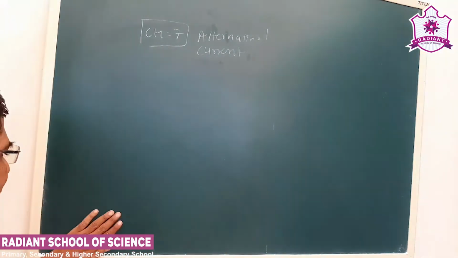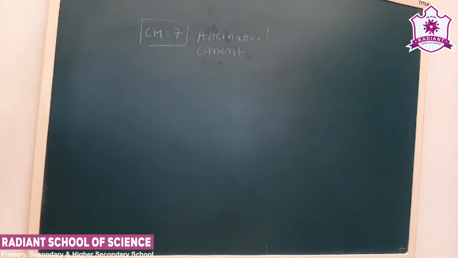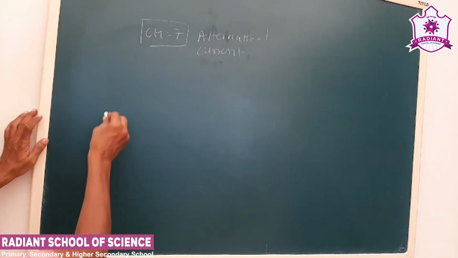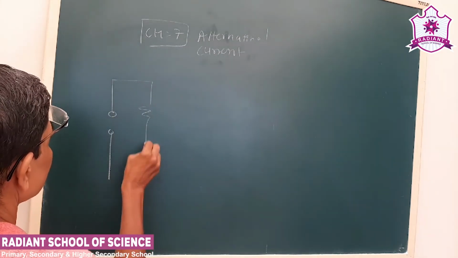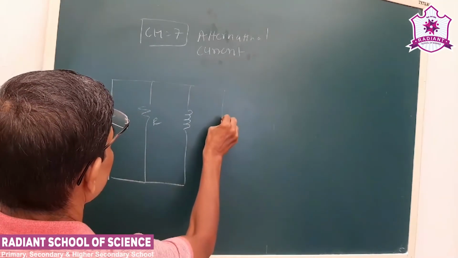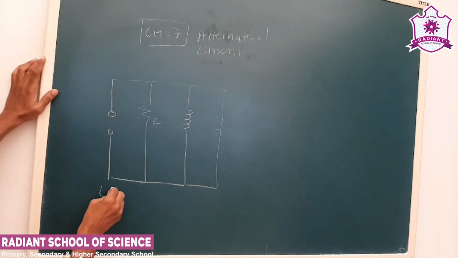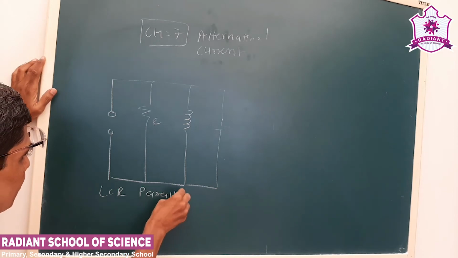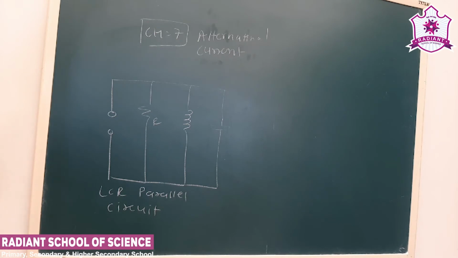But if it is a parallel combination, there will be division of current. Why? Because we know in parallel connection current is divided. Let us say one such circuit is given like this: R, L, and C. Now we can say it is an LCR parallel circuit. Here we try to obtain the value of the current.